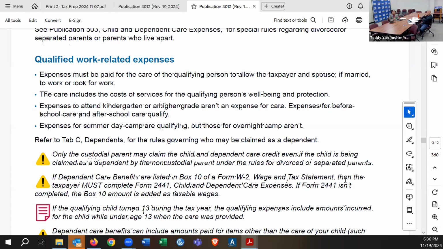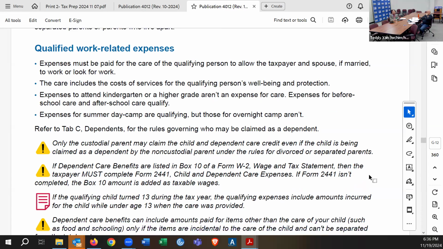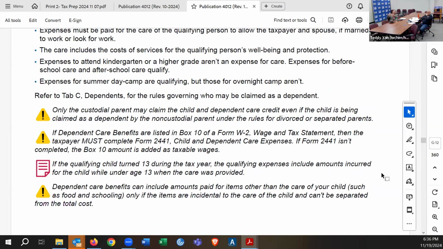And the last thing is expenses for summer day camp are qualifying, but not for overnight camp. That should be a plain and simple one. Summer camp overnight means you're sending your kid off to be temporarily absent from your household, period. It is generally speaking not for work. Day camp, there are places out there that bill themselves as summer camps, but basically they're providing daycare while school is out so that the parent can keep working. And then obviously they have to be claimed as a dependent.